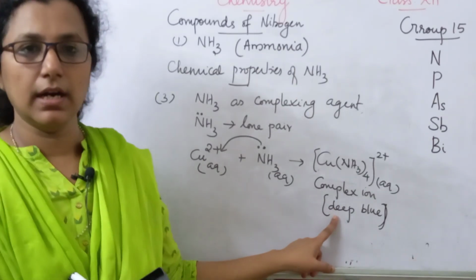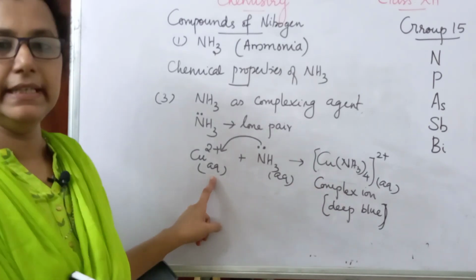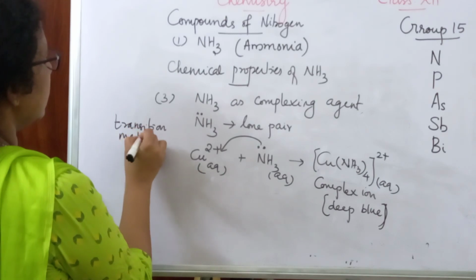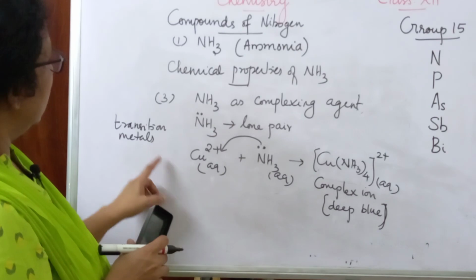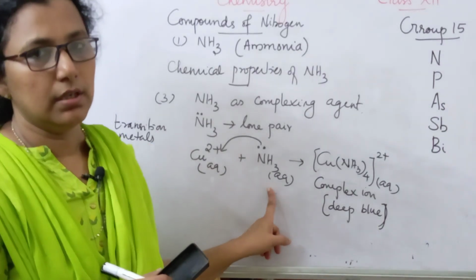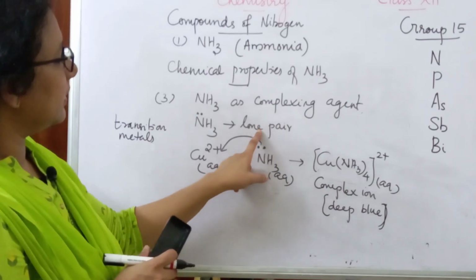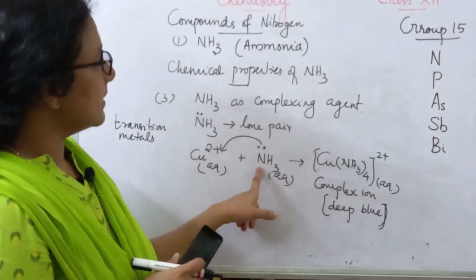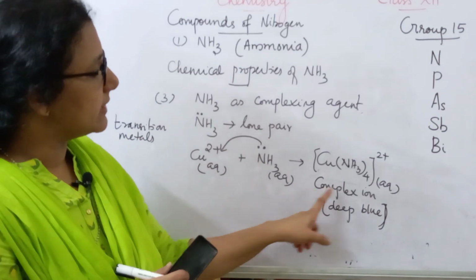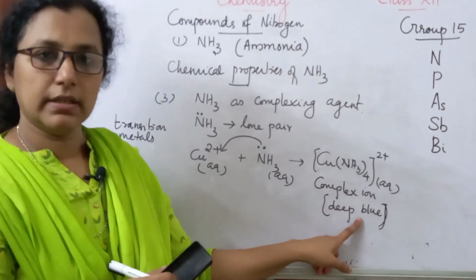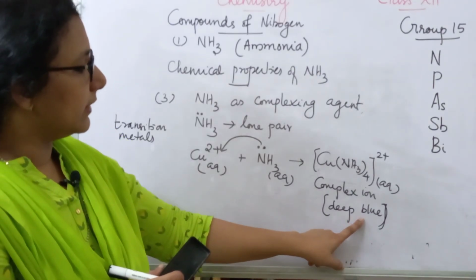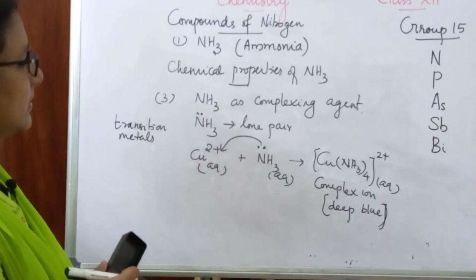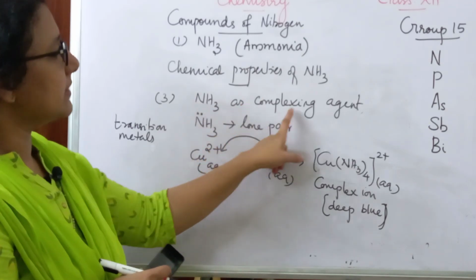So due to the characteristic color of the complex, we can use this reaction for the detection of some metals like transition metals, like copper and silver. So transition metals can be detected by using aqueous ammonia. Since it has a lone pair of electrons, those lone pairs can be donated to the metal ion and a linkage is formed, or it acts as a complexing agent and a complex compound is formed where we can see a complex ion. Due to the formation of the complex ion, the characteristic color is formed, so we can identify or detect the presence of a particular metal like transition metals. So this is one example where NH3 acts as a complexing agent.